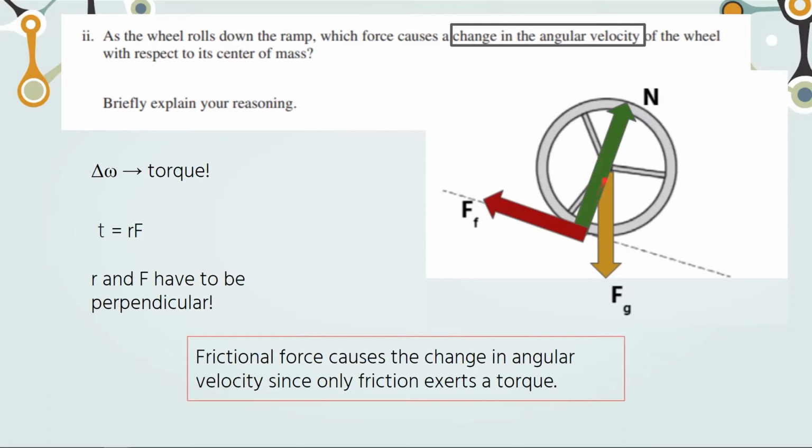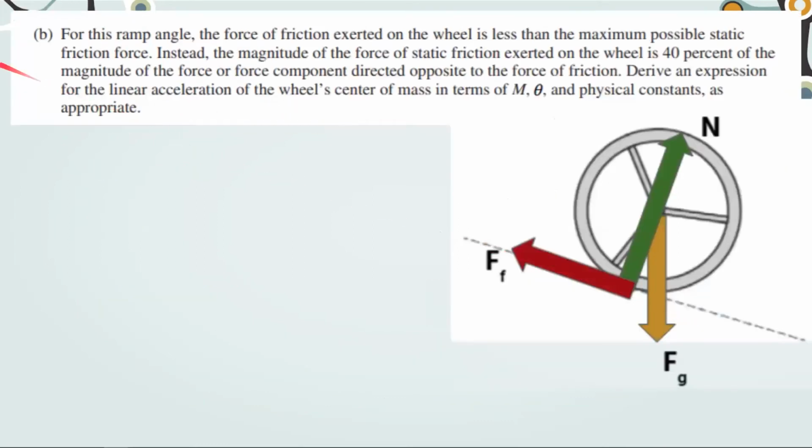If we imagine a line here, and we see the frictional force here, we see that they form a 90-degree angle and are perpendicular. But if we try this with other forces, such as the force of gravity, we see that the two are parallel, so there's no torque generated by the force of gravity. If we look at the normal force as well, they are also parallel, so no torque is generated in this case either. So thus, with our original answer, the frictional force causes a change in angular velocity, since only friction exerts a torque.